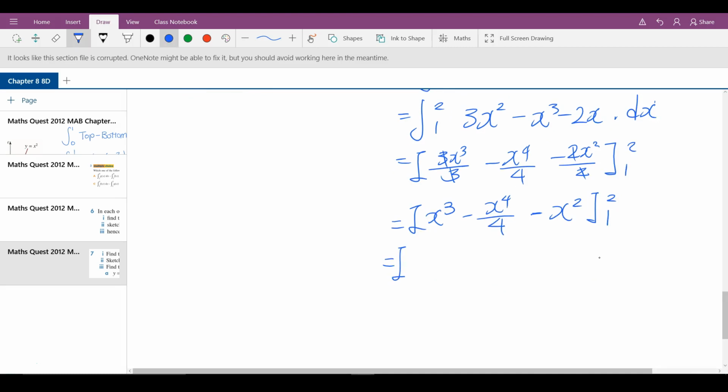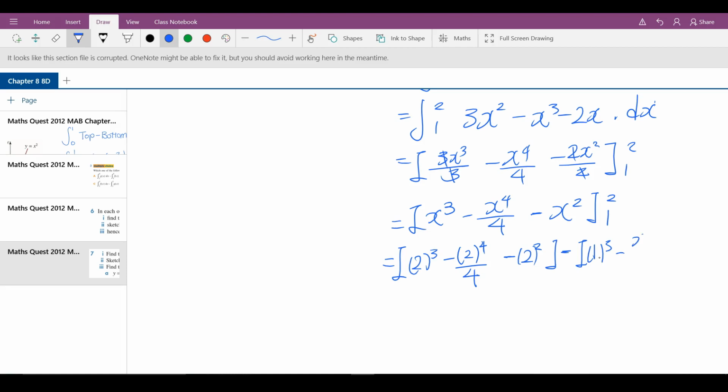Alright, let's substitute in the values. So it's equal to 2 to the power of 3 minus 2 to the power of 4 over 4 minus 2 squared, minus 1 to the power of 3 minus 1 to the power of 4 over 4 minus 1 squared. So 2 to the power of 3 is 8, minus 2 to the power of 4, which is 16, 16 divided by 4 is 4, minus 4. And this bit is just 2 squared, minus 4. So this 8 minus 4 minus 4 is all gone, because it's equal to 0.